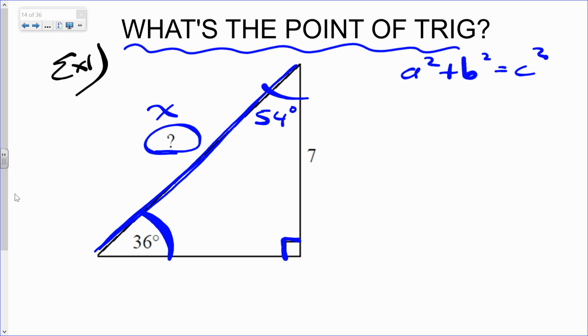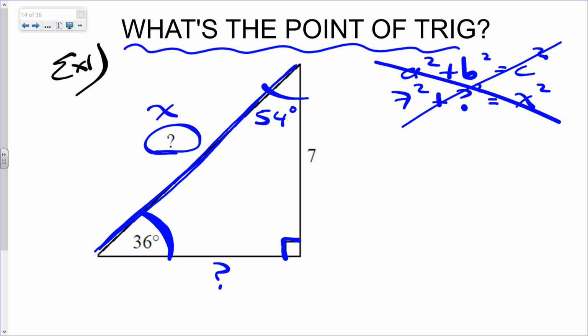Can I use Pythagorean theorem? Let's see. One leg is 7, so 7 squared plus, what's the other leg? What's this side? It's unknown, right? So it'd be unknown squared equals x squared. Look at the hypotenuse. So as it stands right now, I can't use Pythagorean theorem because I only know one side of the triangle. In order to use Pythagorean theorem, a squared plus b squared equals c squared, you need to know at least two sides of the triangle. So the Pythagorean theorem is not helpful right now.